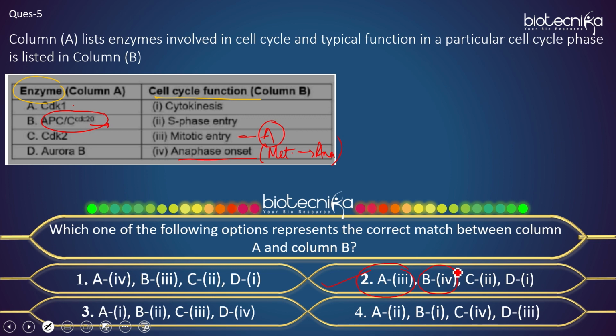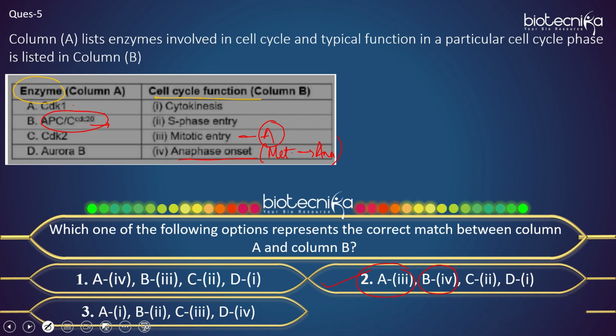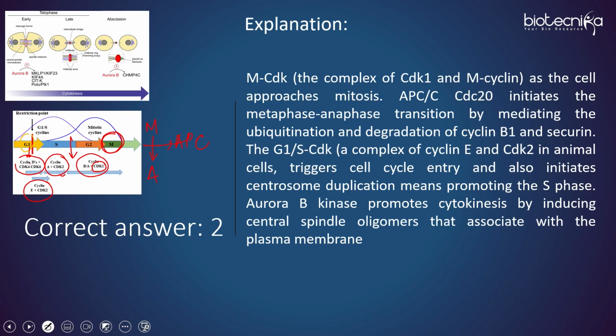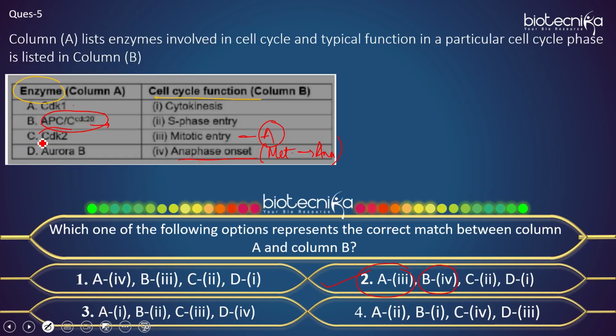CDK2, we have seen it is matching with the G1 to S transition. So it is causing G1 to S transition, or it is also responsible for S phase of the cell cycle. So CDK2 matches with S phase entry. So C matches with 2.